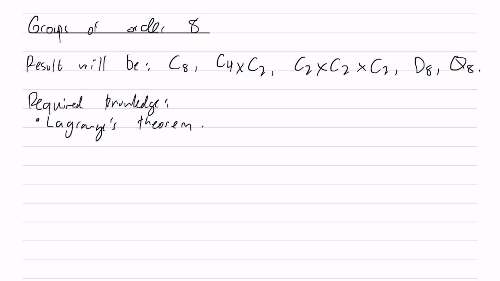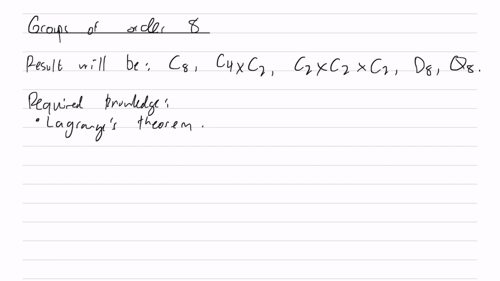In this video, we'll classify the groups of order 8 up to isomorphism. Our result is going to be that there are 5 groups: 3 abelian ones, C8, C4 cross C2, and C2 cross C2 cross C2, also known as the elementary abelian group of order 8, and then the dihedral group of order 8, and also the quaternion group.